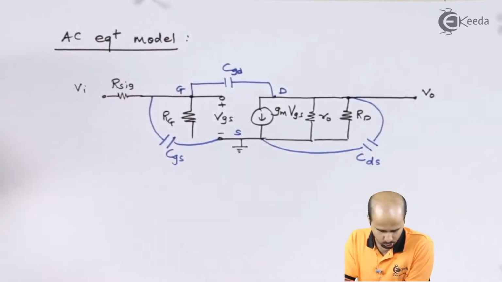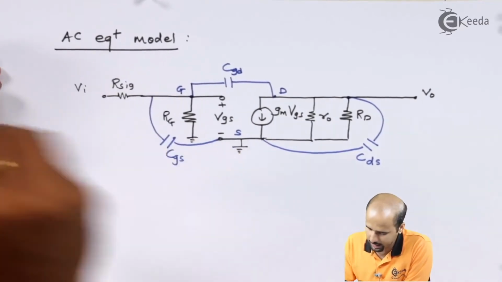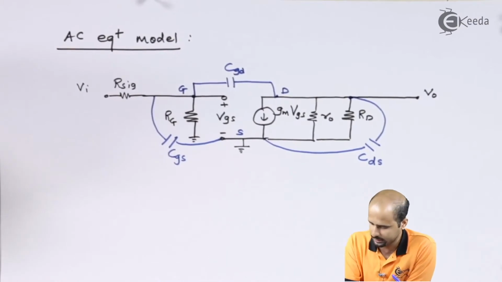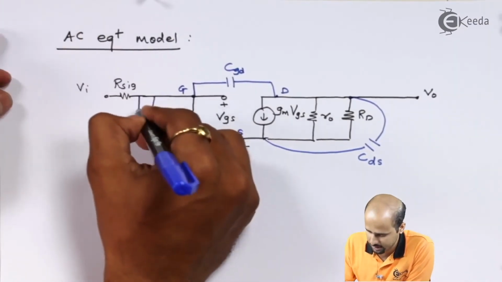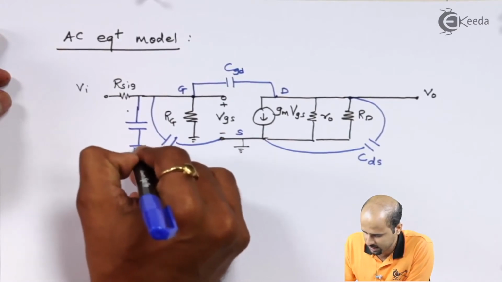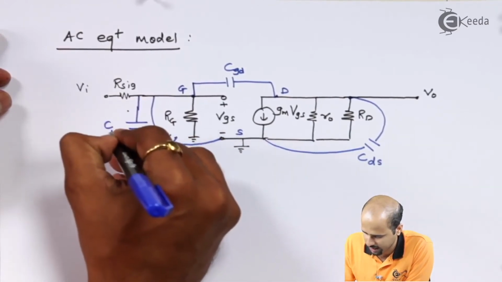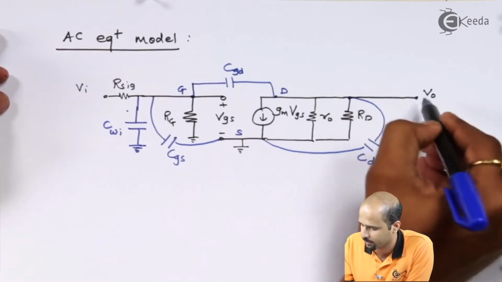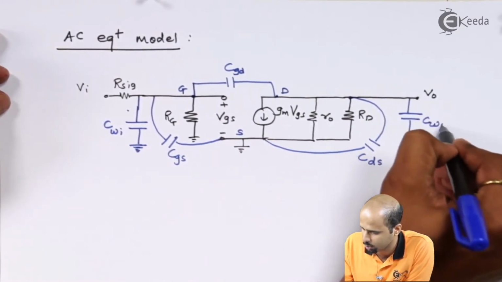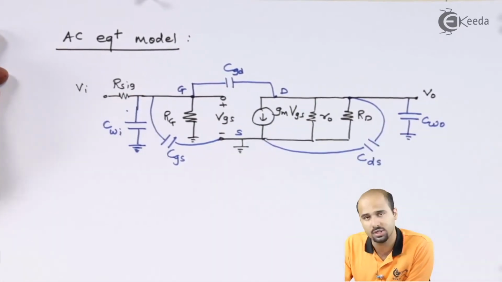Fine. So there are a few more capacitances in the real picture, and these are nothing but the wiring capacitors. As we have learned in BJT, the wiring capacitor is at the input side as well as the output side. See, this is CWI, the wiring capacitor at the input side, and this is your CWO at the output side.